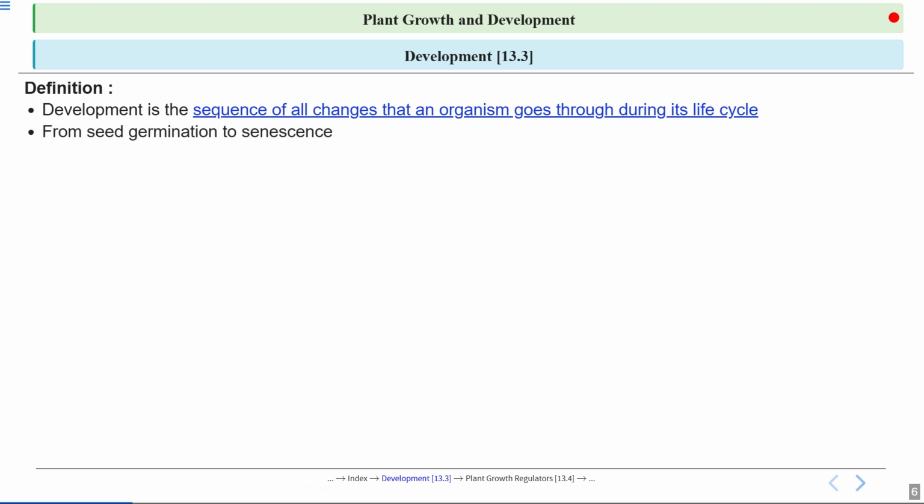Now, it means from the seed germination to the senescence. Each stage of development is crucial for the plant's survival and its reproduction, right? So, it includes both growth and differentiation. Growth is about increase in size, while differentiation involves the cells becoming specialized for specific functions.